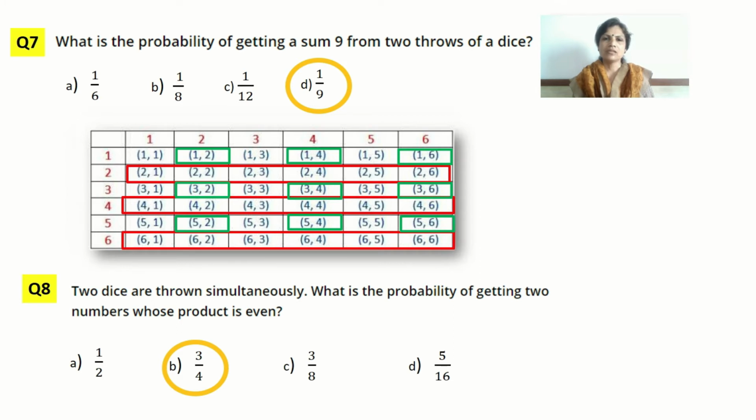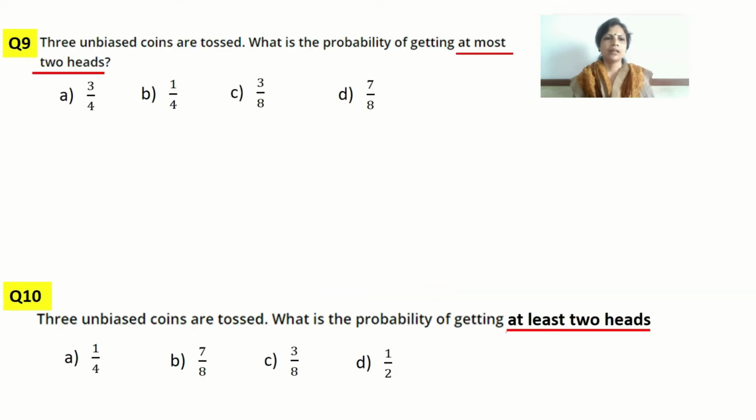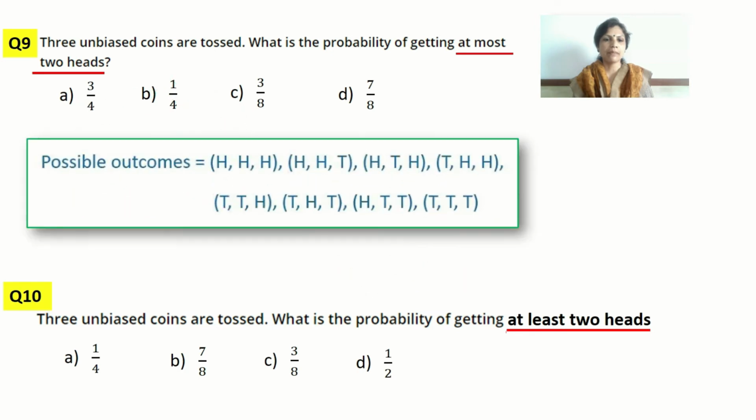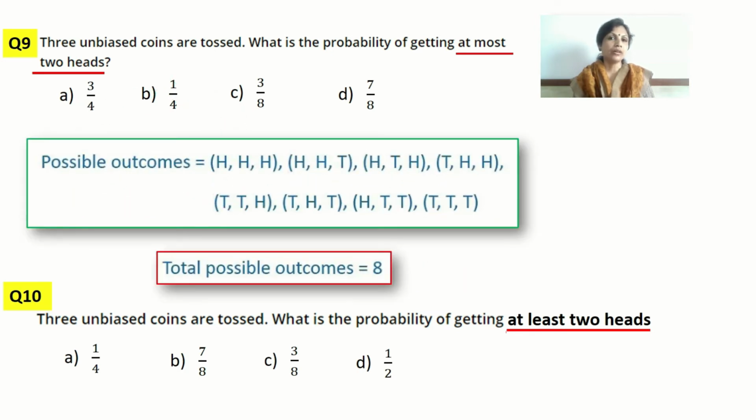Alright, it sounds slightly lengthy, but once the sample space is ready with you, it's easy, you just have to count and give the correct option. Okay, the next sum: 3 unbiased coins are tossed. What is the probability of getting at most 2 heads? This is very important. What is the meaning of at most 2 heads? Now 3 coins are tossed, so your sample space is this. We get 8 outcomes. We are asked what is the probability that at most 2 heads will come.